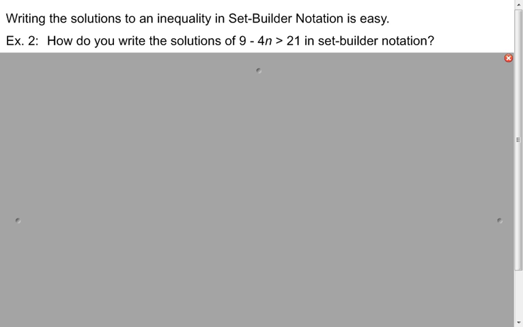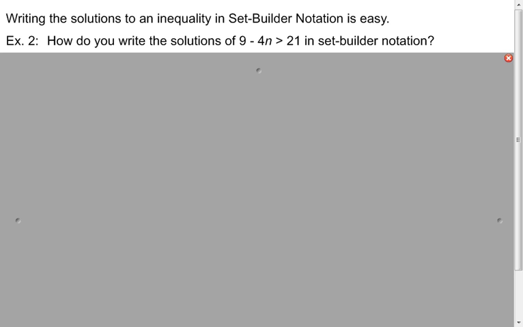Writing the solutions to an inequality in set builder notation is a lot easier than you'd think it would be. How do you write the solutions of this problem in set builder notation? First of all, we're going to solve this problem using the same steps that we've done in sections 3 and 4. Okay? It's a two-step problem. N is my variable. There's a positive 9 on it, and it's being multiplied by negative 4. So I have to get rid of one of those first.